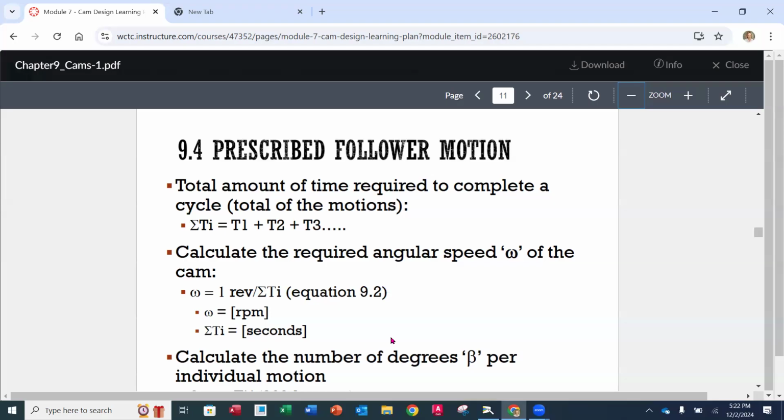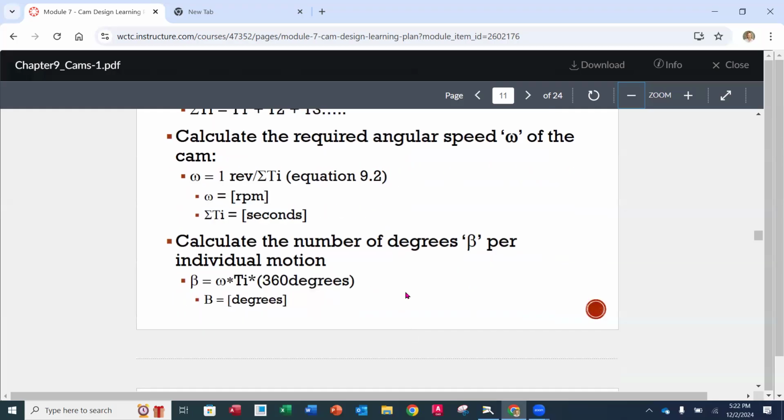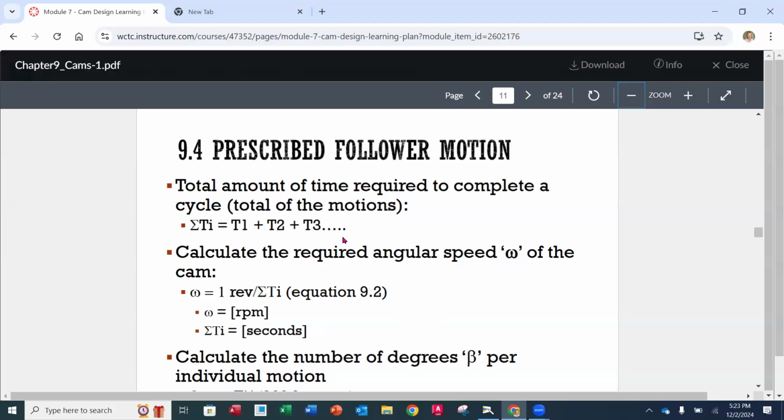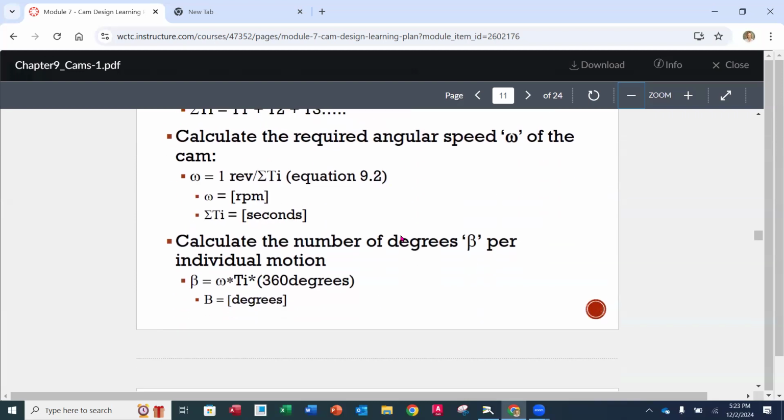Now, the next thing that you're going to need to do is determine what the angular speed is of the actual cam itself. And that's going to be where if I take one revolution and I divide it by the total time for which I need to do the motion that's prescribed, I can get what my angular speed is going to be of my cam. So we'll be calculating that. And then lastly, the other thing that we need to do is calculate the number of degrees per individual motion. So when we start looking at the different motions that are required during the different times, we want to equate that to how many degrees of a full revolution each one of those takes up. Okay, so we call that beta.